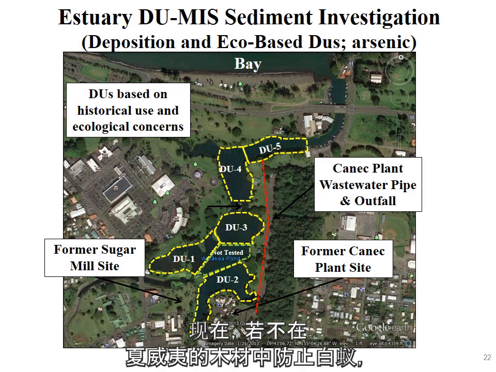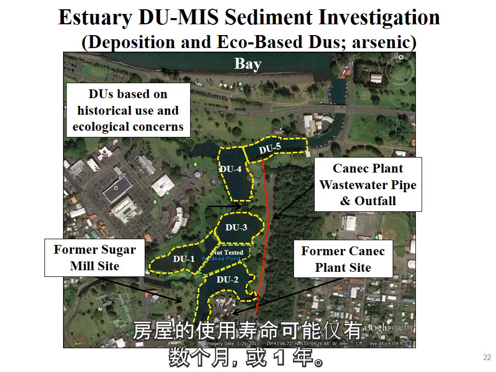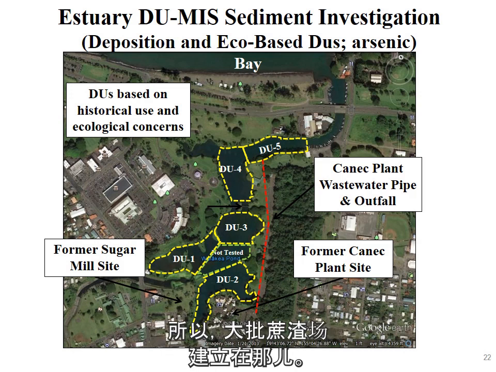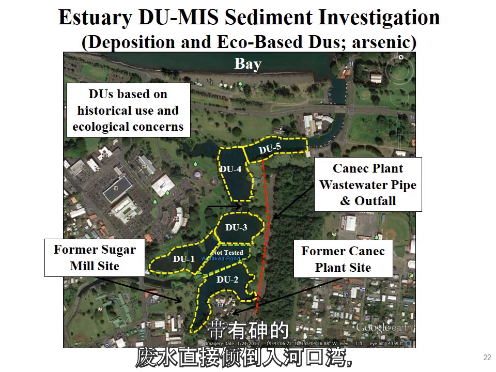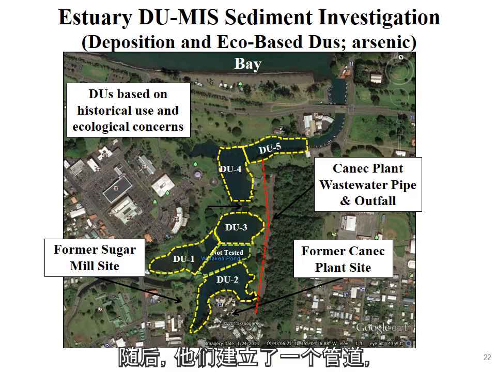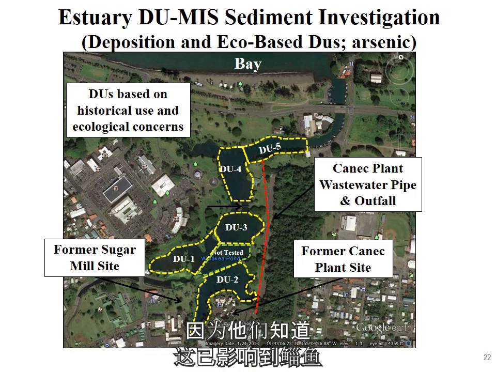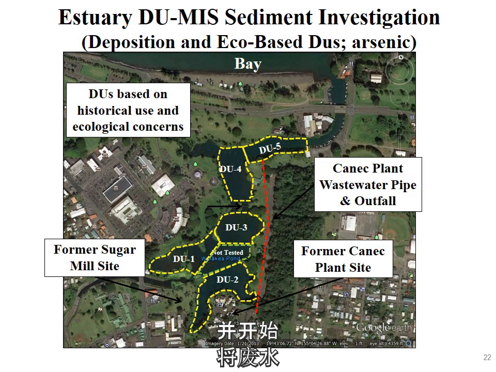Now, if you don't treat your wood in Hawaii for termites, then your house will only last a few months, maybe a year. So it was a big boom, the Canec plant setting up here. But at this time, they were dumping the arsenic wastewater from the process directly into the estuary, and later on they built a pipeline. It's the red line here, because they knew it was impacting the mullet here, and just started discharging the wastewater further down into the estuary.